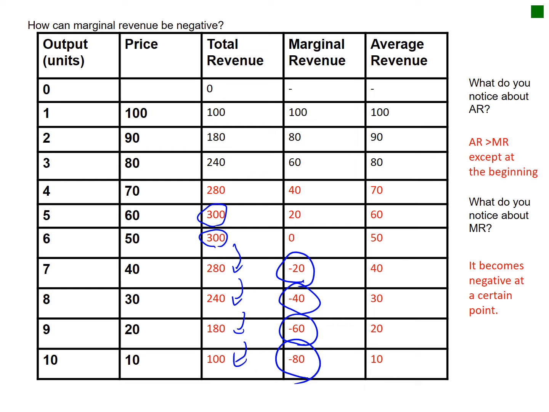If we look at average revenue compared to marginal revenue, except at the very beginning, everywhere else we see that average revenue exceeds marginal revenue.